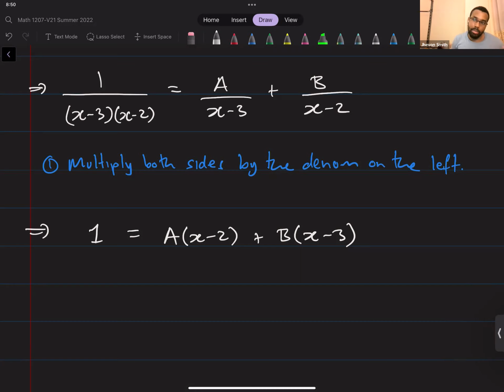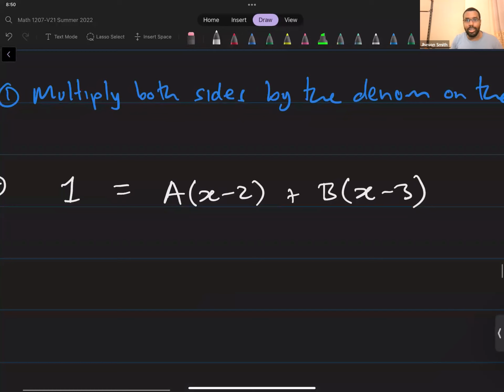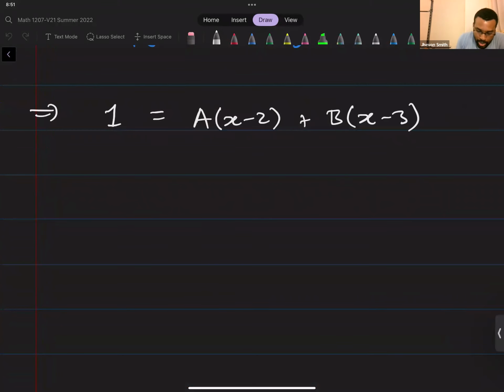And here's the idea. I'm going to plug in convenient values for x. That allows me to eliminate some variables and leave others, right? And I want to eliminate as many as possible and leave as few as possible for me to solve for. So looking at this equation, can you think of any convenient x value that would accomplish this? 3. Notice that if I plug in x equals 3, so this would be the next step.